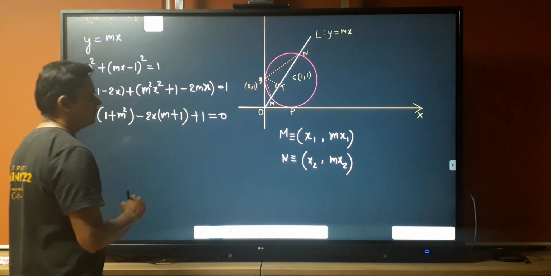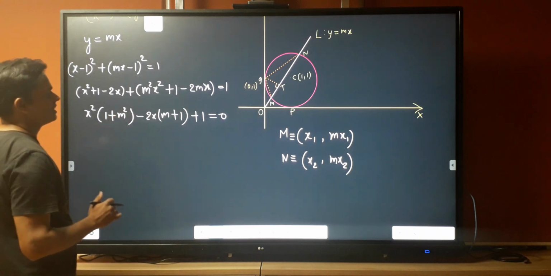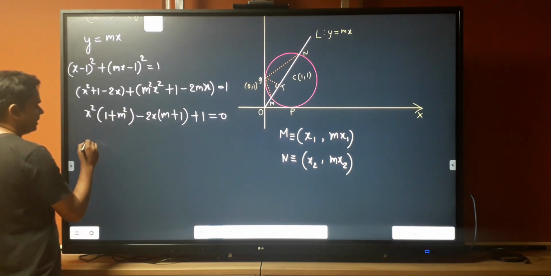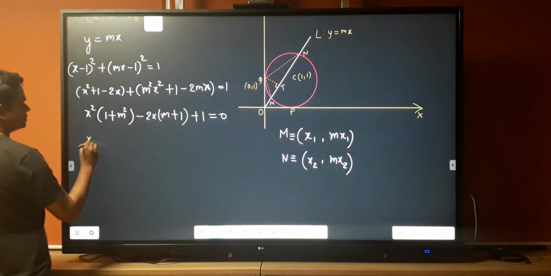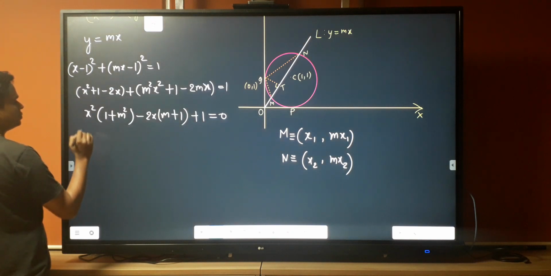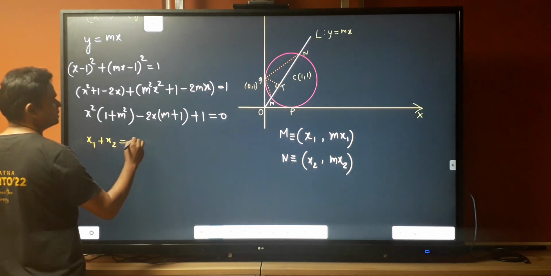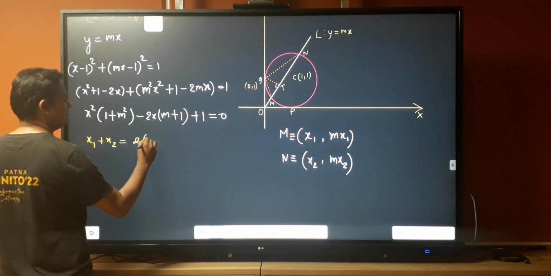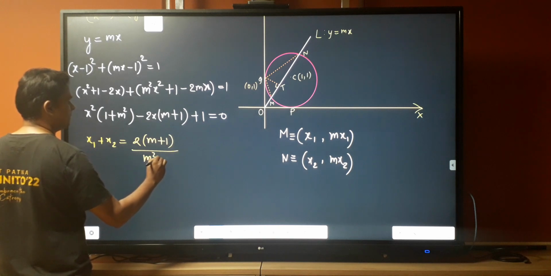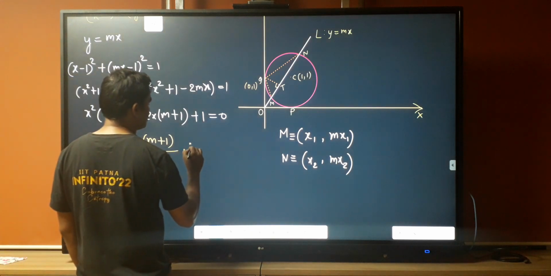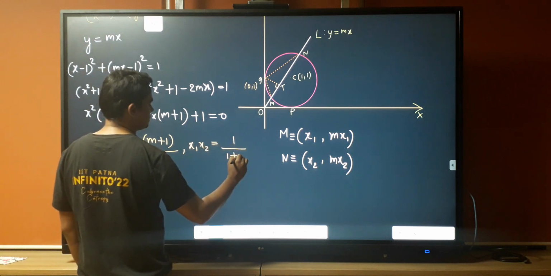Now to find the length of MN, I will need the sum of roots as well as the product of roots. Let us say the two roots are x1 and x2. Then x1 plus x2 is equal to minus b upon a, or 2(m plus 1) upon (m square plus 1). Similarly, the product is nothing but 1 upon (1 plus m square).